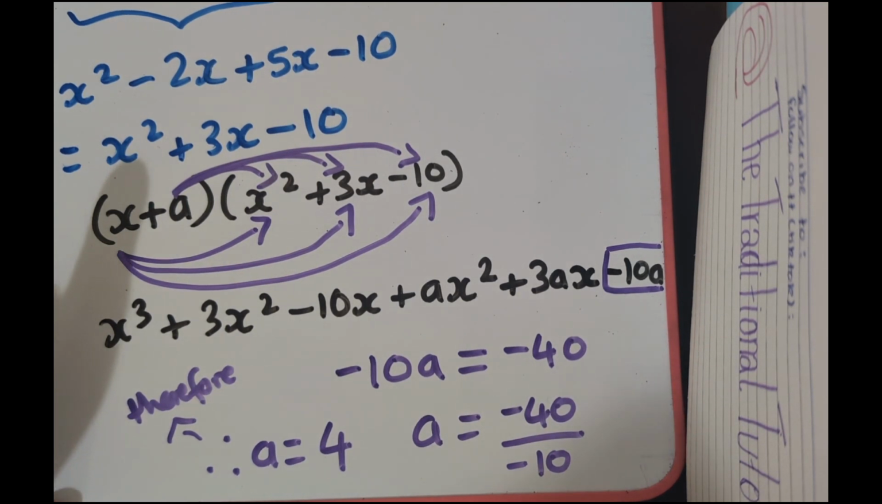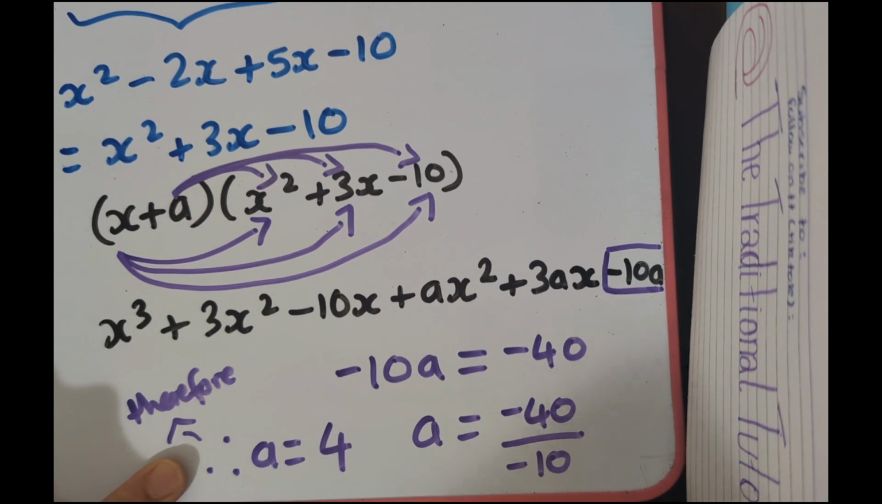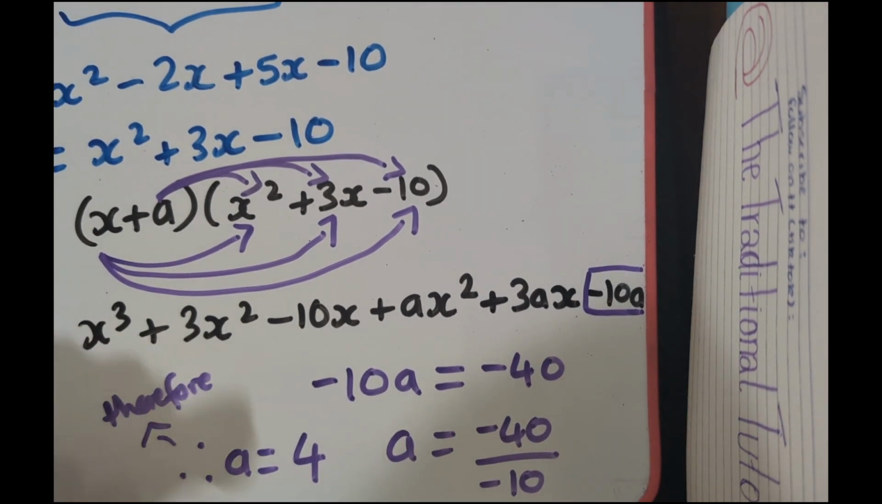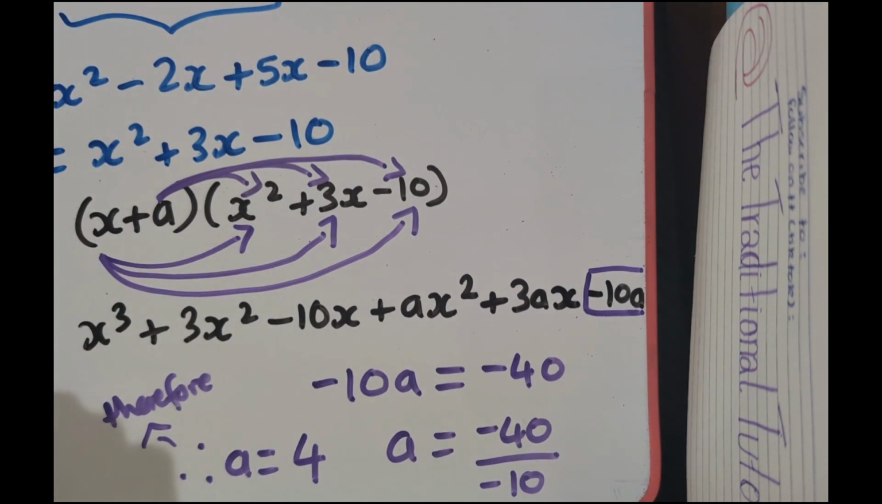Okay, so if you want to impress your examiners in your GCSE exams, just put that therefore symbol there. Okay, so that means that a just equals 4, and that was like a short way of working that out.